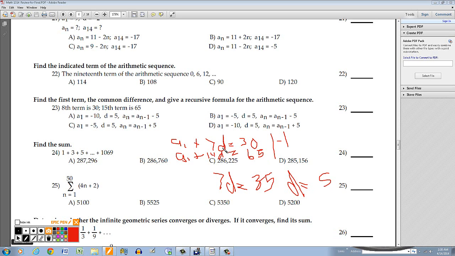Okay, so now let's plug in 5 here in the first one. That'll be 35, bring it over, negative 35. So I get A1 is equal to negative 5. So we know the first term to be negative 5, right here. And we know the common difference to be 5. Okay. And once you know that, the recursive formula is always going to be a sub n minus 1 plus whatever the common difference is, and we found that to be 5. So it's going to be a sub n is equal to a sub n minus 1 plus 5. So the answer to this one is C.